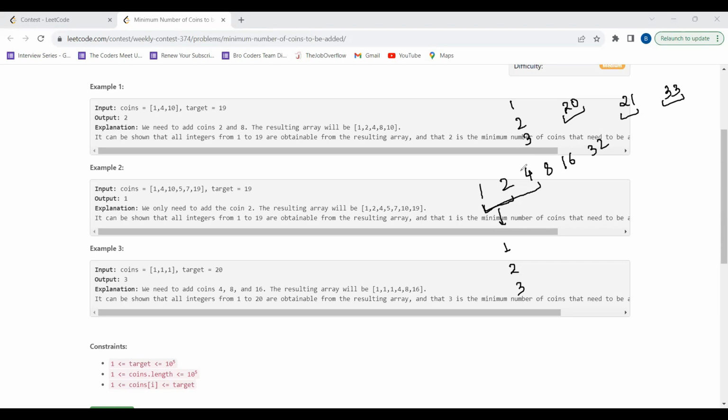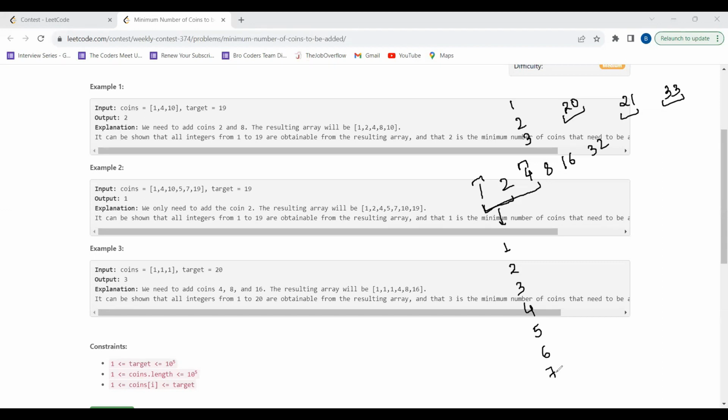Now let's see. Can we form 4? Yes, we can form 4. Can we form 5? Yes, we can take the first two elements and then we can form 5. Can we form 6? Yes. Can we form 7? Yes.